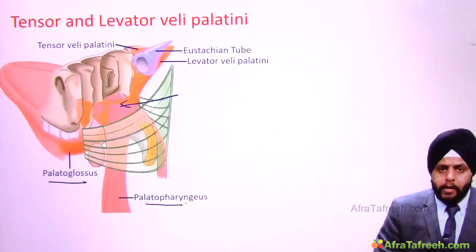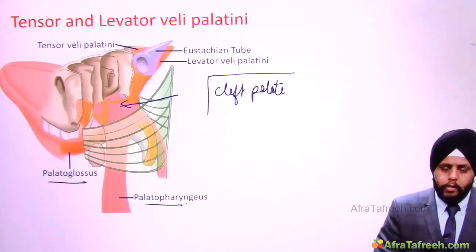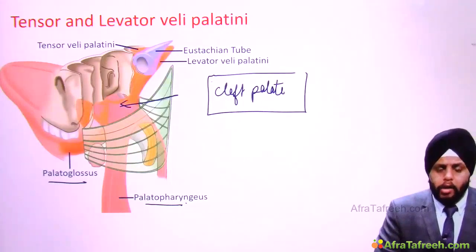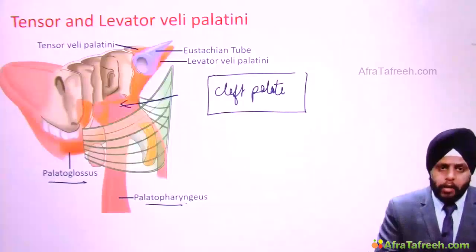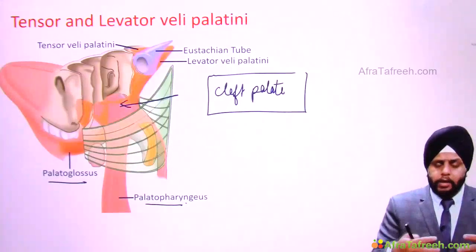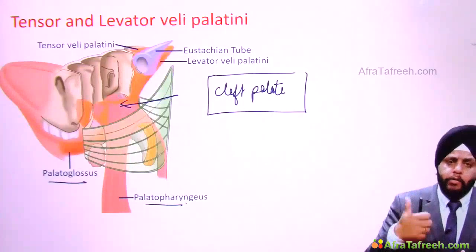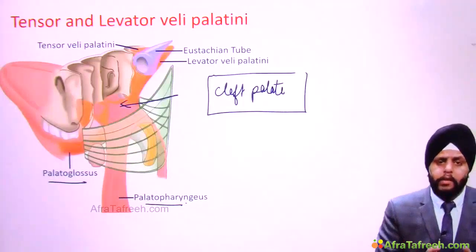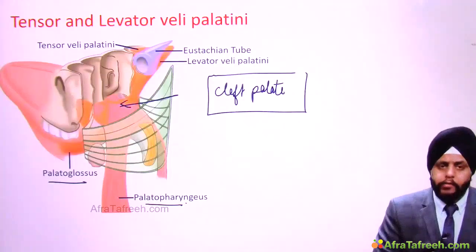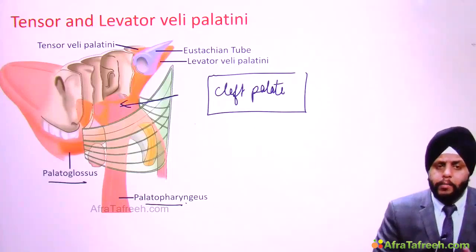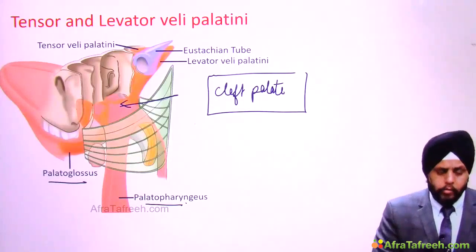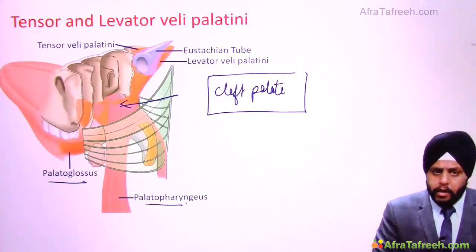Therefore, if there is a patient who has a cleft palate, these muscles are not able to meet in the center. Because they are not able to meet in the center, the center part is free, so when they contract, nothing will happen. Therefore the patient will have eustachian tube dysfunction. So patients of cleft palate have eustachian tube dysfunction, and that may lead to middle ear disorders. Eustachian tube dysfunction may cause a lot of middle ear disorders.